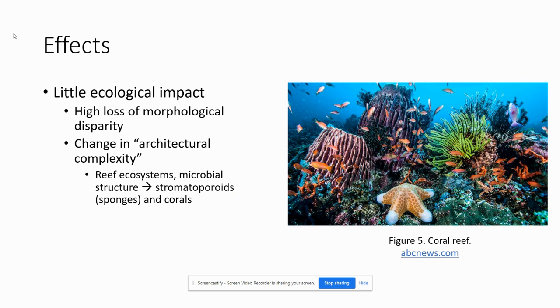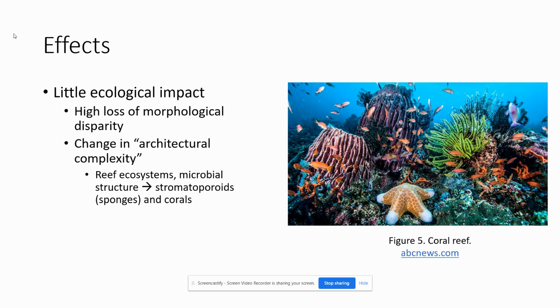All right, so the effects of the extinction. According to an article in the Proceedings of the National Academy of Sciences, there was little ecological impact. However, there was a high loss of morphological disparity, which basically means variation in the size and shape of different organisms. There was also a change in architectural complexity, and that's illustrated in reef ecosystems.